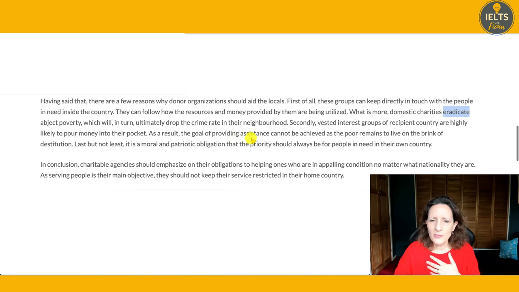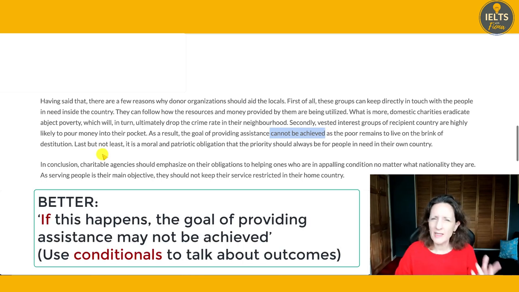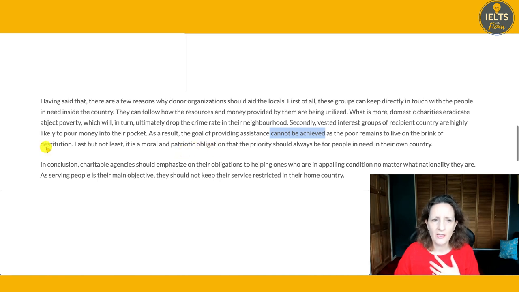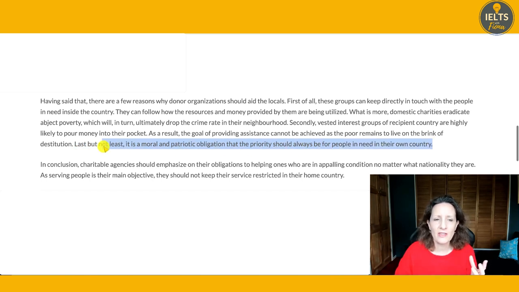As a result, the goal of providing assistance cannot be achieved as the poor remains to live. Now, this is completely grammatically incorrect. Poor people will still live on the brink of destitution. So now you're saying it cannot be achieved. I'm not sure why. Unclear. Last but not least, it is a moral and patriotic obligation. Okay, well, that's your opinion. Maybe keep that for the conclusion. There's no explanation of this, so keep that opinion for the conclusion.